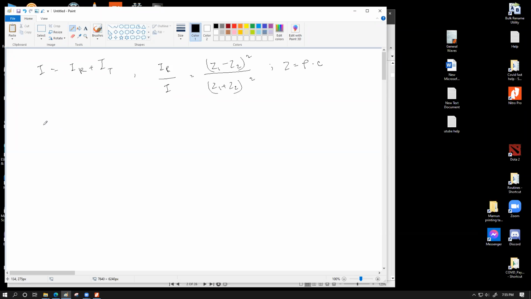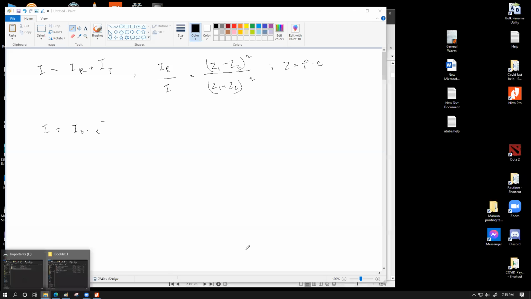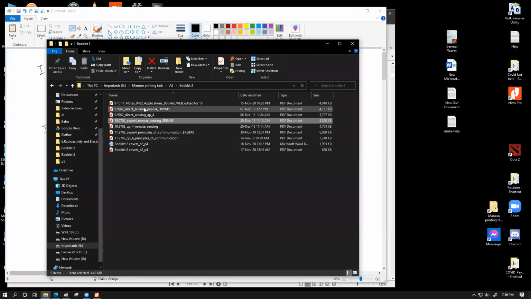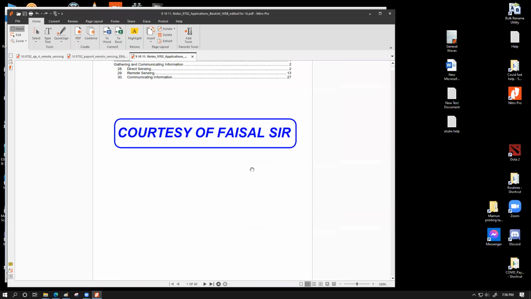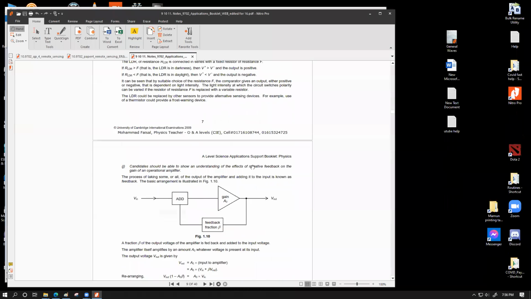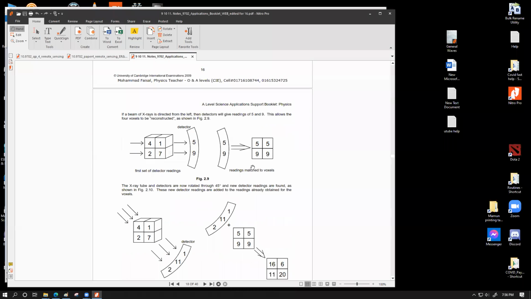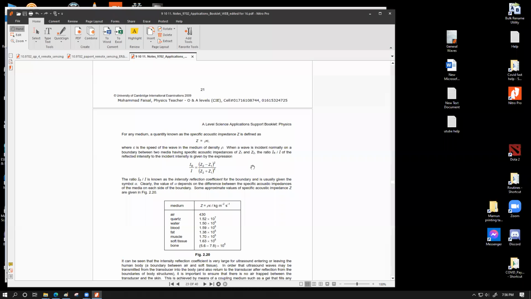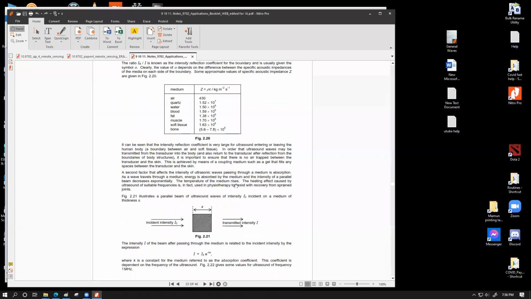Third, the attenuation that happens through a thickness of medium is given by the formula I equals I naught e to the power minus mu naught.